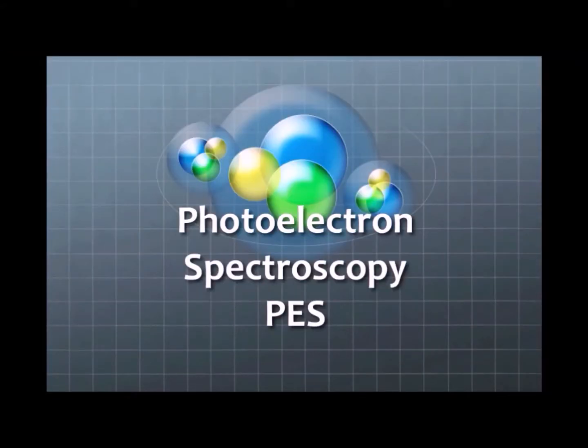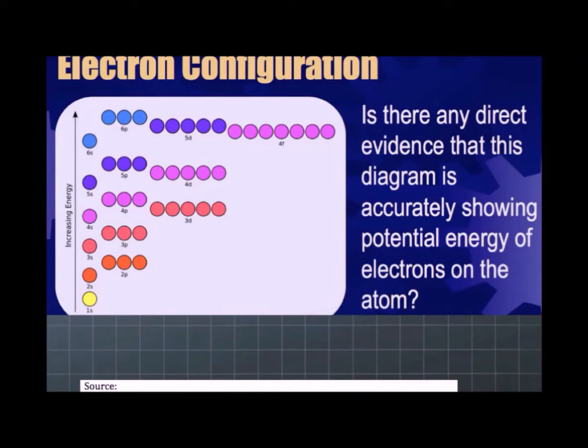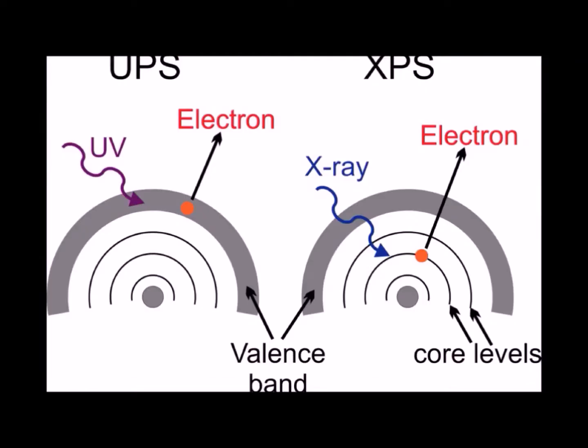Photoelectron spectroscopy, or PES, is some evidence to help show that electrons exist in orbitals from lower energy closer to the nucleus to higher energies further out from the nucleus, and also that different orbitals have different energies. There are UPS and XPS, where UPS stands for ultraviolet photoelectron spectroscopy and XPS is X-ray photoelectron spectroscopy.